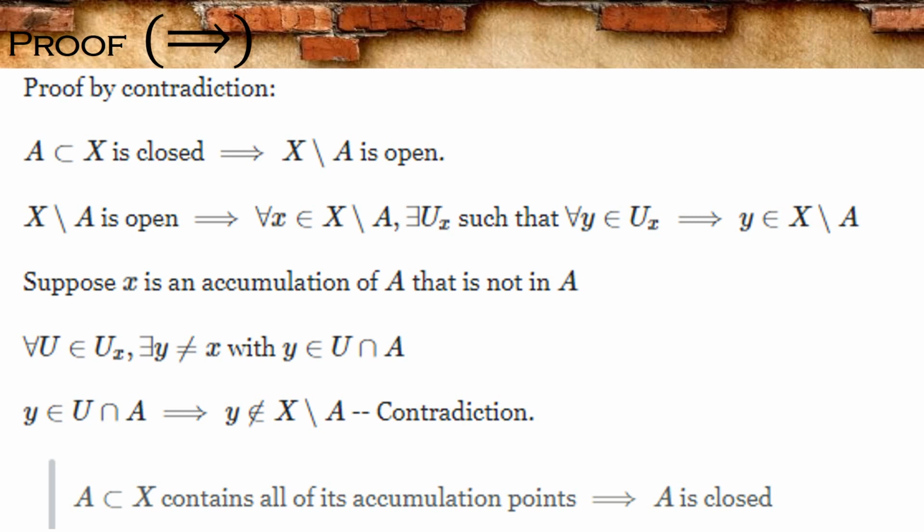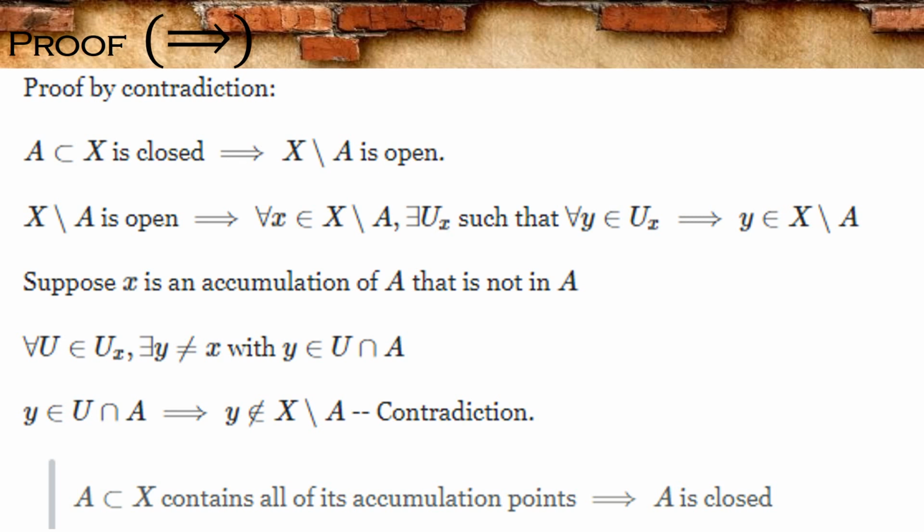A, a subset of X, is closed. This implies that the complement of A is open. If the complement of A is open, it implies that for all x in A complement, there exists U sub x such that for all y in U sub x, y is an element of A complement. Suppose x is an accumulation point of A that is not in A. For all U in U sub x, there exists y not equal to x with y in U intersection A. y in U intersection A implies that y is not an element of A complement, which is a contradiction.